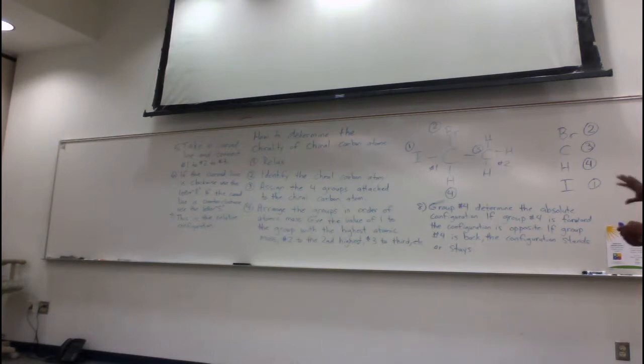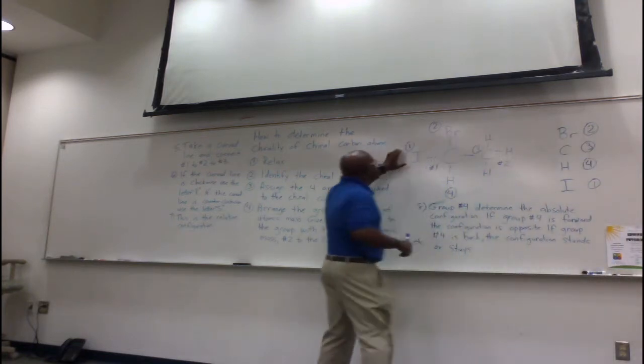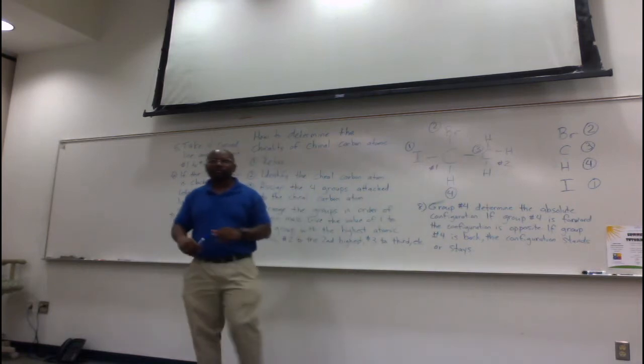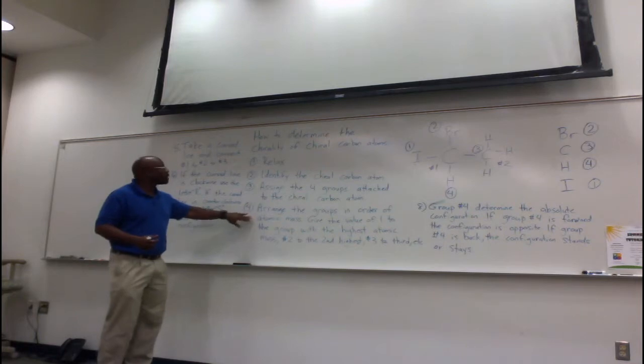Once I got my groups, I would then find my atoms on the periodic table, and I'm arranging them according to atomic number. High atomic number, high atomic mass. For atomic number, iodine will be 1, bromine will be 2, carbon will be 3, hydrogen will be 4. So I put on my molecule the numbers 1, 2, 3, and 4, which will give me my groups from number 4.